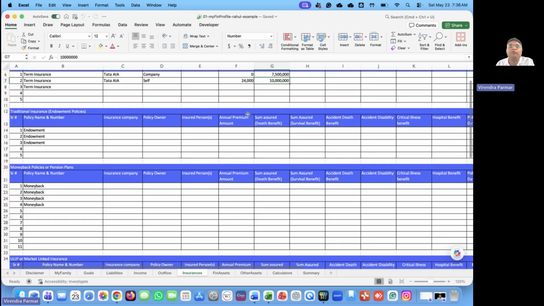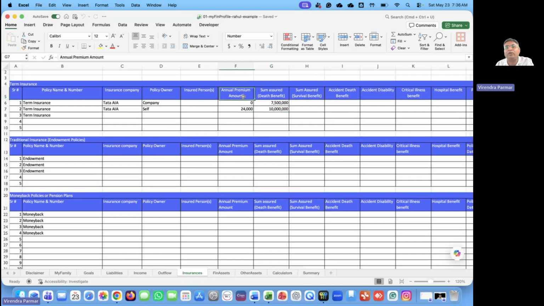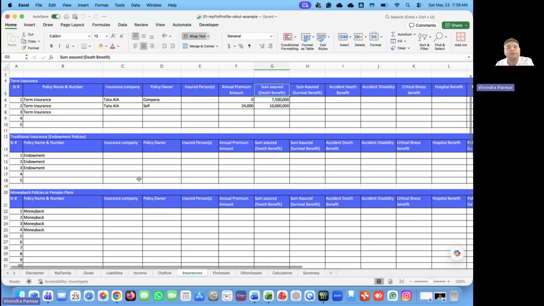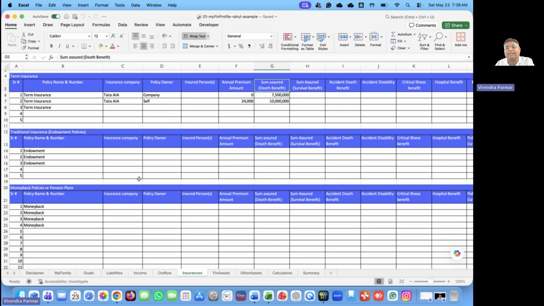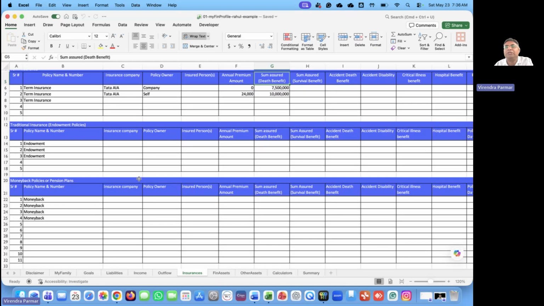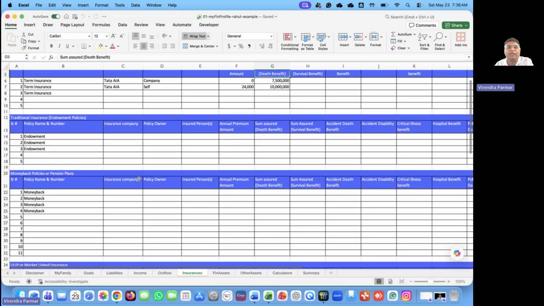The most important information in all the insurance is annual premium amount and sum insured. So you just put it over here. However, I recommend that you fill up each and every piece of information. This Excel sheet is for you and your family. So if something untoward happens to you, they can locate all this data and they can actually claim it. That's why this information is very useful.